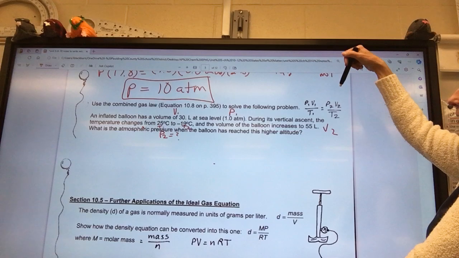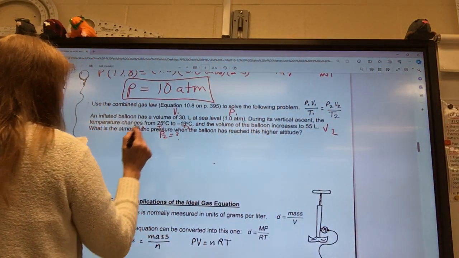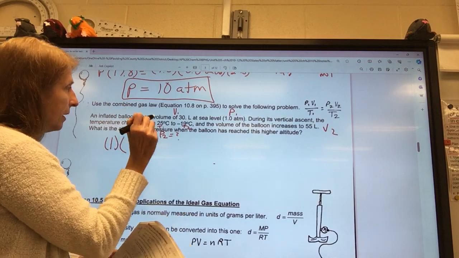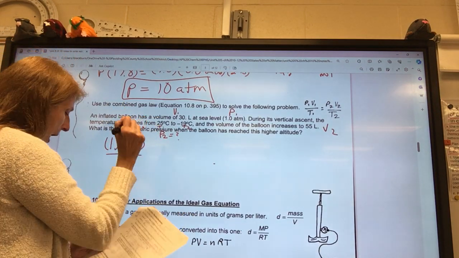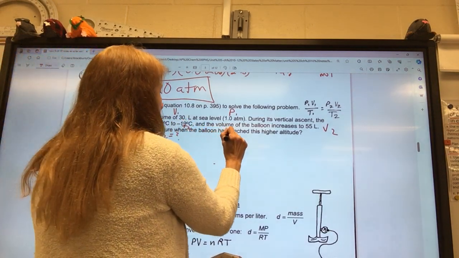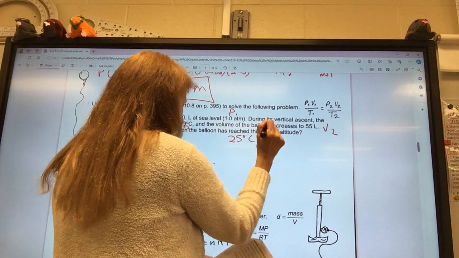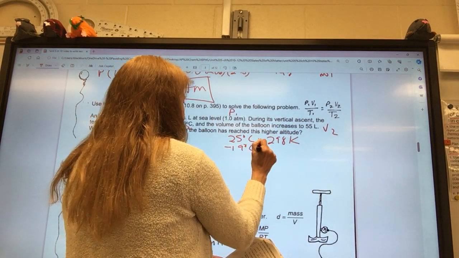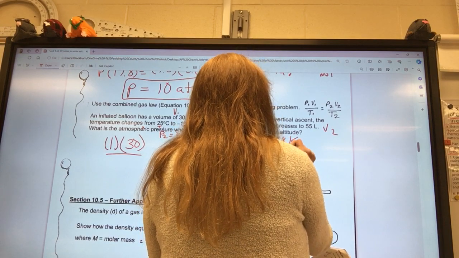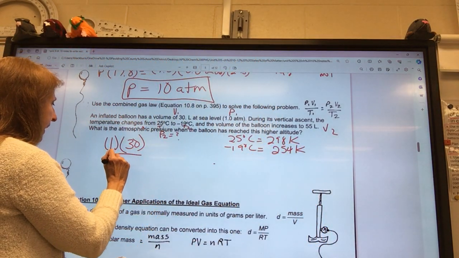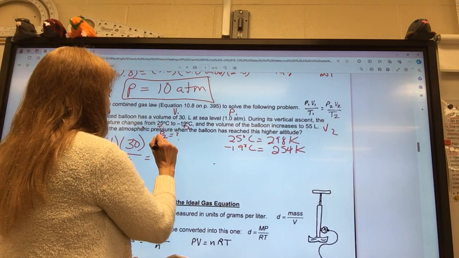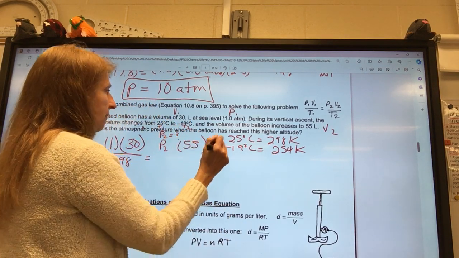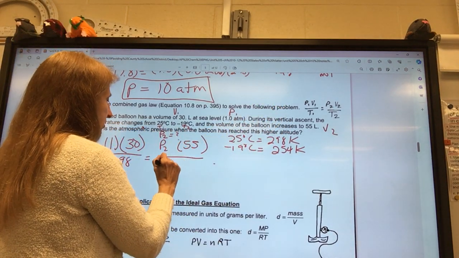So we have everything but P2, and we can substitute it in. I'm not going to rewrite it. My first pressure is 1 atmosphere. My first volume is 30. Now, we need to change those temperatures though. 25 degrees Celsius is equal to 298 Kelvin, and negative 19 Celsius is equal to 254. So always remember to do that. So over 298 equals, my unknown is P2, times 55 is my final volume, and my final temperature is 254.